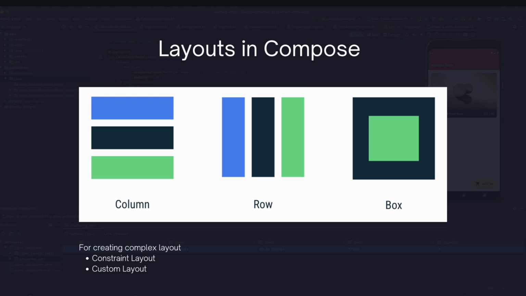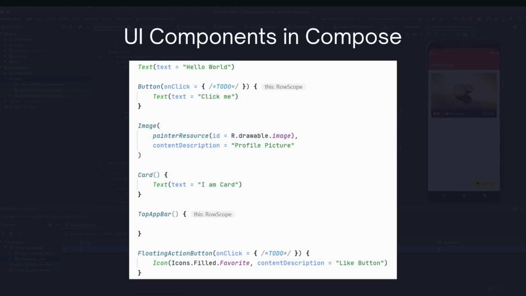Now we will see some basic UI components which are available in the Jetpack Compose library, which includes text, button, image, card, top bar, floating action button. Those are the very basic examples of the components available. Once you start using Jetpack Compose, you will realize there are a lot of components which are available and which are also highly customizable. By just providing a parameter called modifier, you can customize your component to the next level.